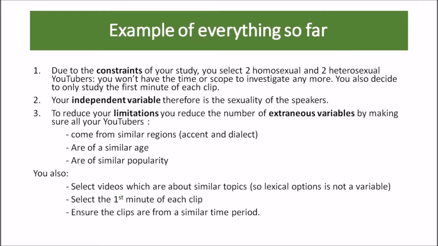Okay, so I'm sorry, it goes back to 1. It should be number 5. So once you've decided that and you've justified that you're going to use YouTube videos, you decide that you're only going to look at 2 homosexual and 2 heterosexual YouTubers because you cannot possibly have time or word count to investigate anymore. So you also, because of these limitations, decide to only study the first minute of each clip.